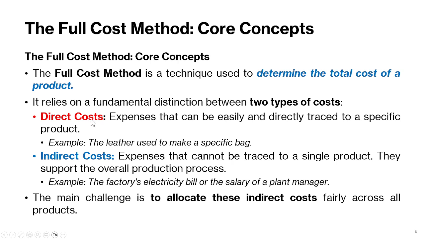First, we have a direct cost. These are the easy ones. They can be directly and obviously traced to a specific product. For example, the leather used to make one specific handbag is a direct cost. But then we have the indirect cost. These are expenses that support the entire production process but cannot be tied to a single item. Think of the factory electricity bill or the salary of the plant manager. The challenge here, and what we will be focusing on in this video, is how to allocate this indirect cost fairly across all the products we make.